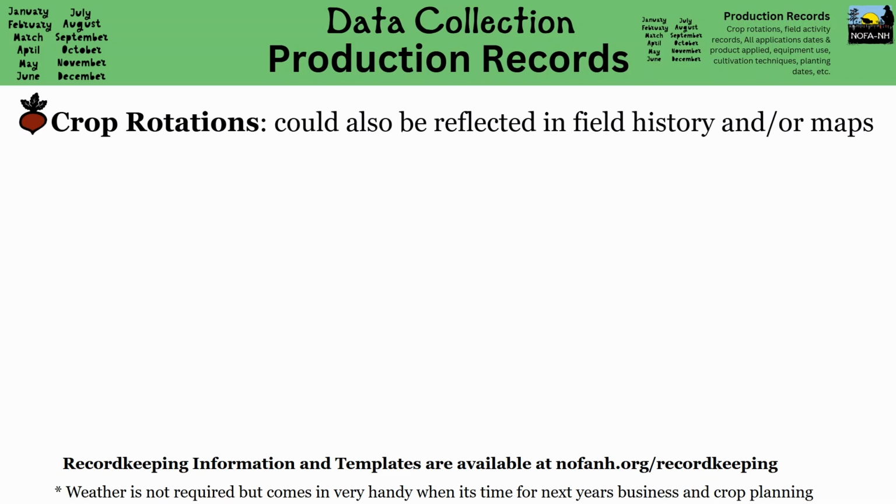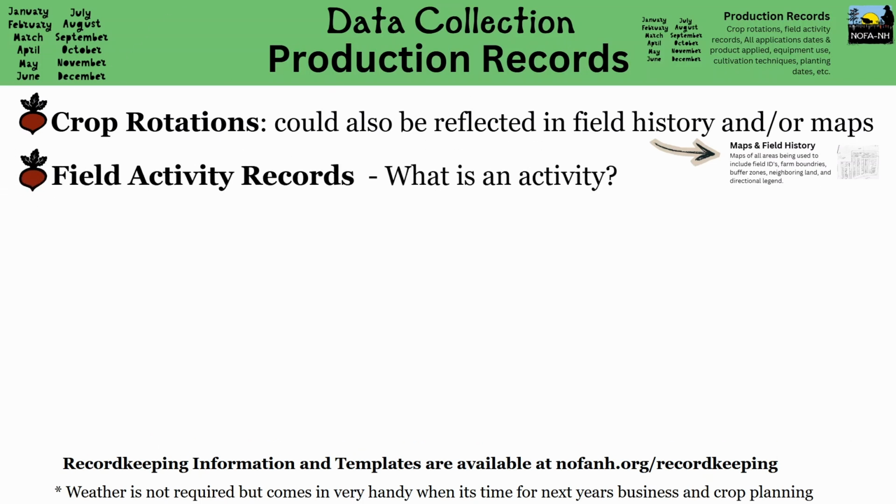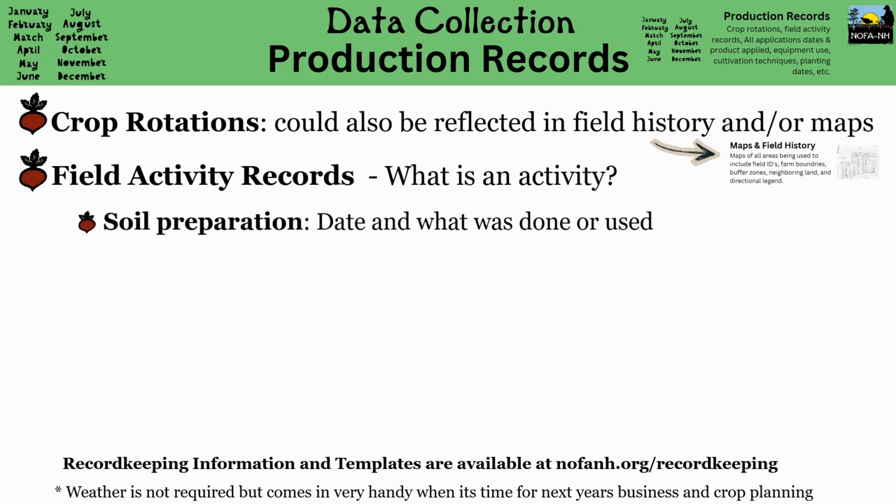They can be reflected in your field history data or your maps from year to year. Field activities need to be identified. Activities such as soil preparation. When did you till or broad fork? What input, like maybe lime or compost, was added to the field? This information can also be added to a field history.